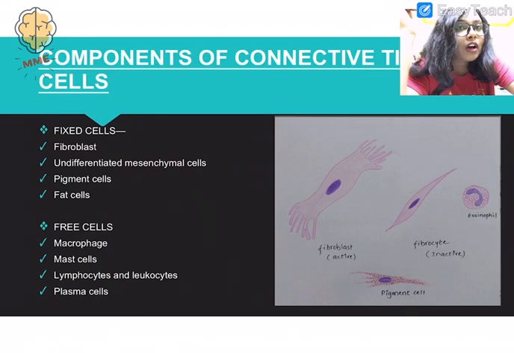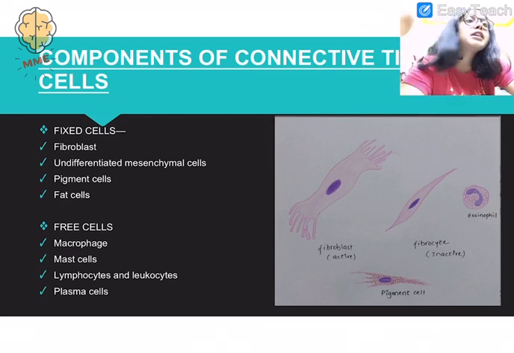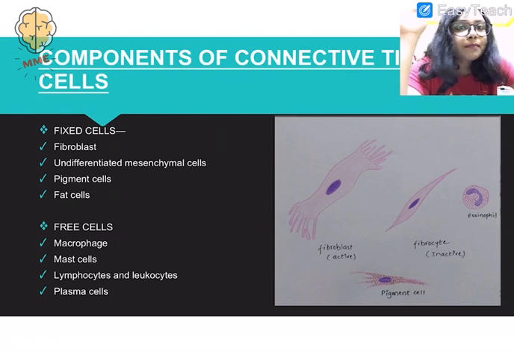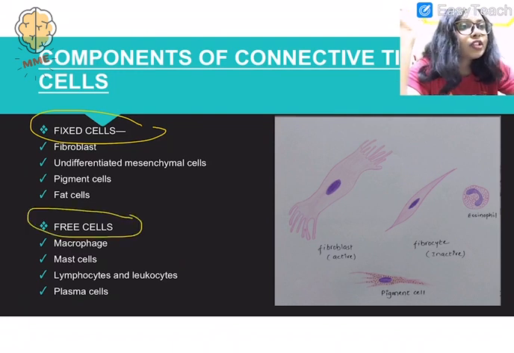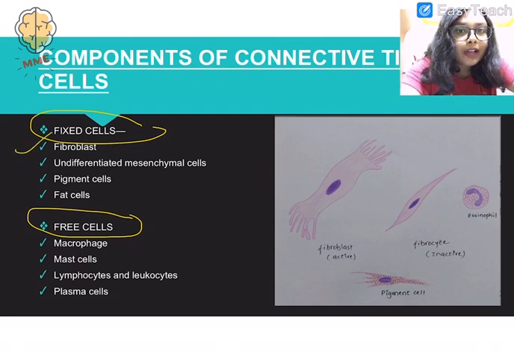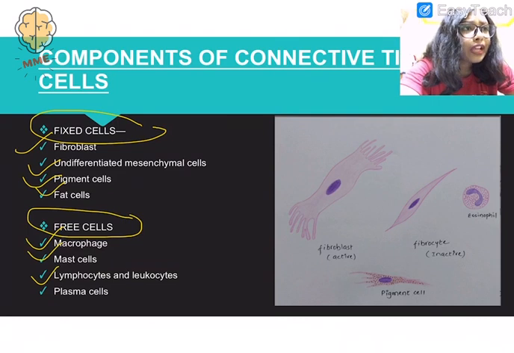Now, components of connective tissue. The components can be cellular, or they can be fibers. First of all, we will discuss the cellular component. Cells can be fixed cells which do not move from their place, or they can be free cells which can go wherever they want. Examples of the fixed cells are fibroblasts, undifferentiated mesenchymal cells, the pigment cells, and the fat cells. And then the free cells, which mostly we know, are macrophages, mast cells, lymphocytes, and leukocytes like neutrophil, basophil, eosinophil, and all. And then the plasma cells are B cells.